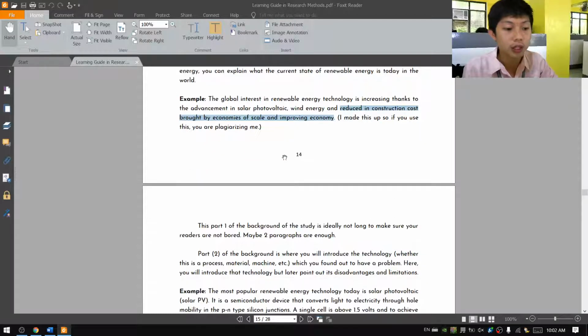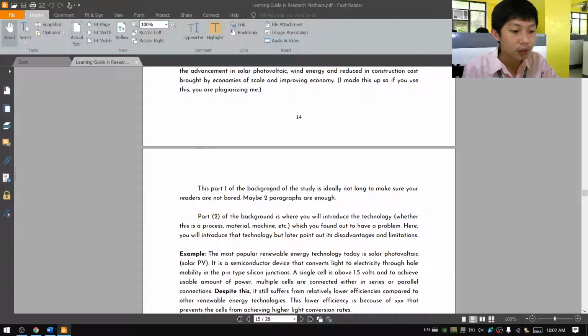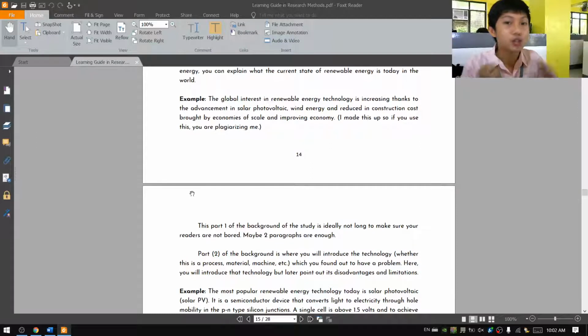Part one of the background is ideally not long, because you don't want your critics or your panel to be bored. So first impressions last. Make the first sentence as impressive as you can.